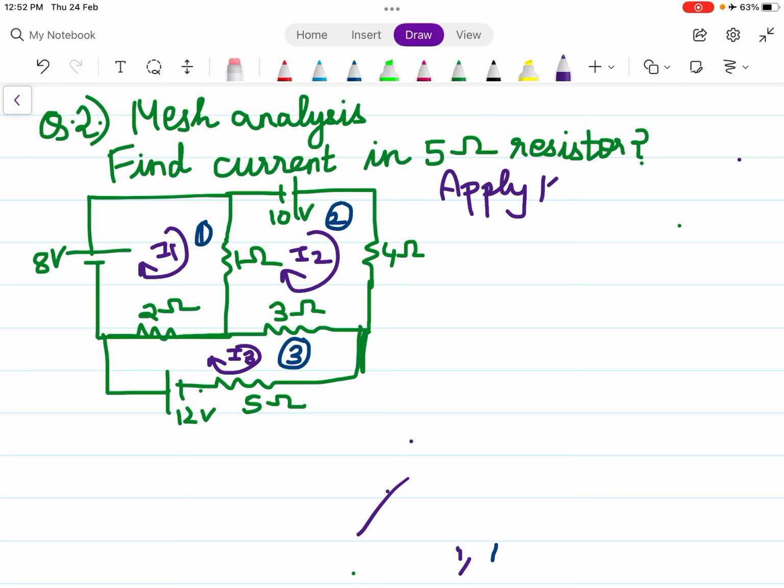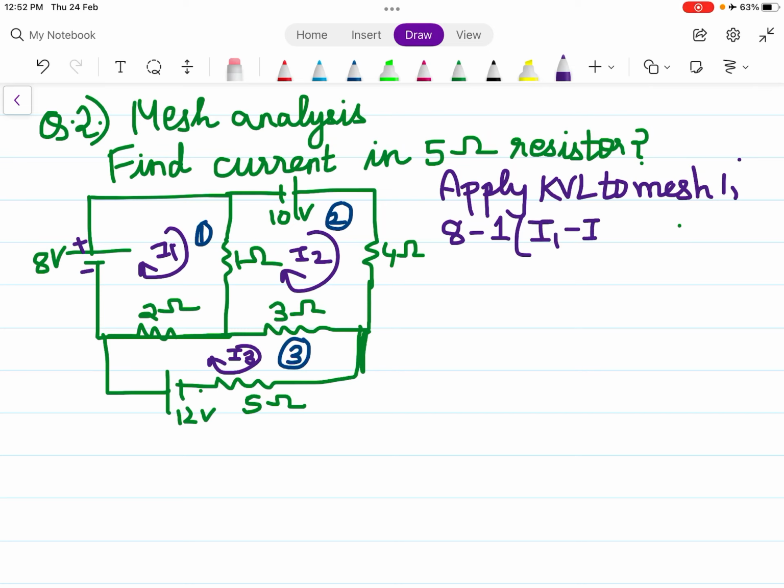Apply KVL to mesh 1. So negative to positive plus 8. Voltage will always be considered as voltage drop, so it will be minus IR, that is the assumption. So minus 1, it is applied on mesh number 1. So current I1 is greater than I2, so we say I1 minus I2.